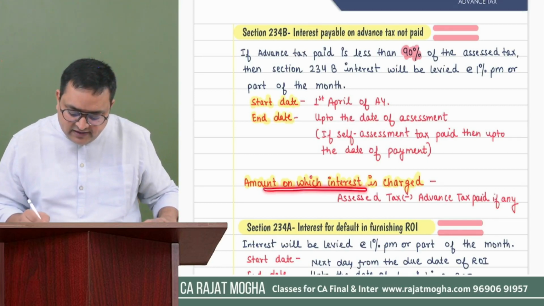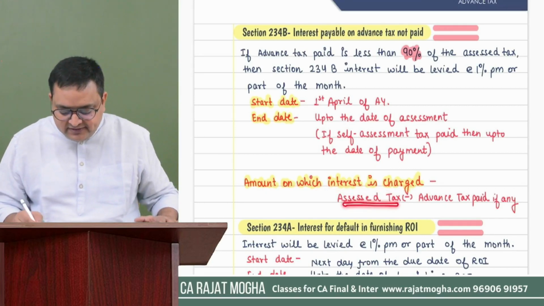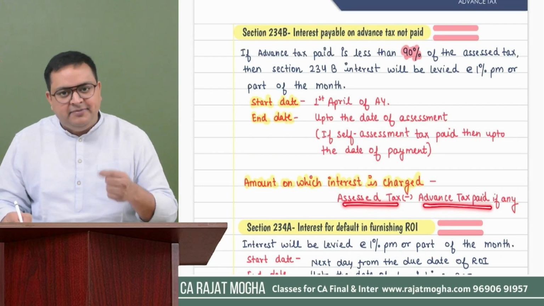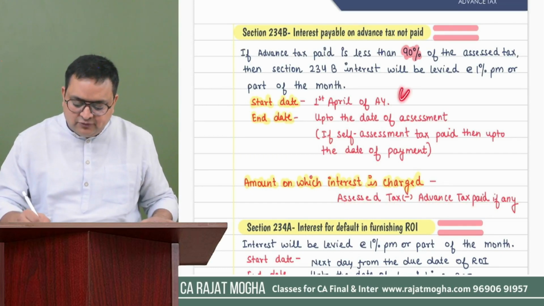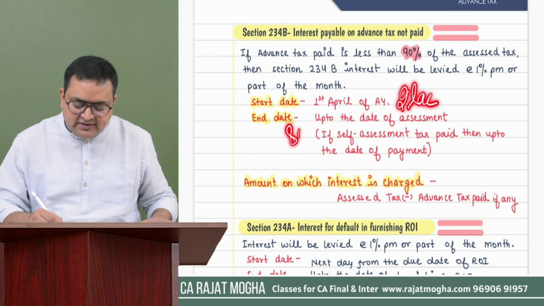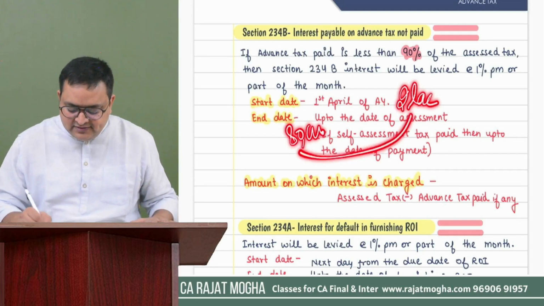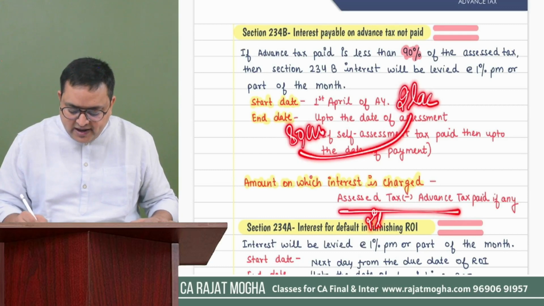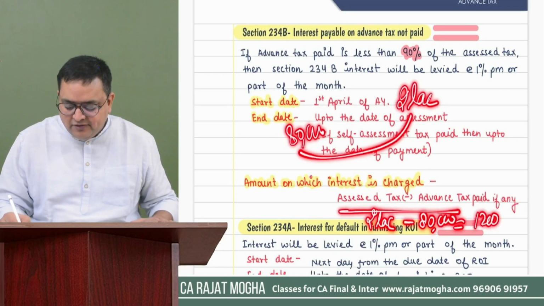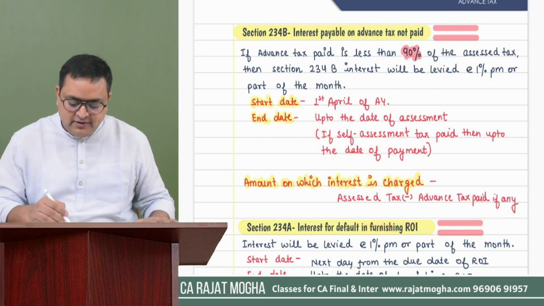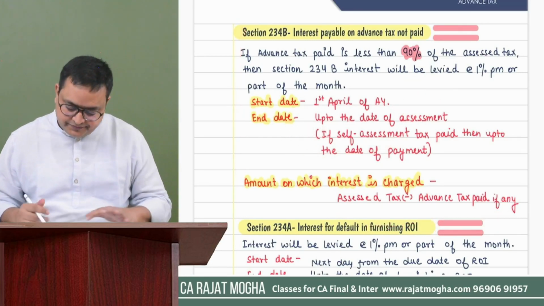So the amount on which interest is charged, you understand, is your assessed tax minus your advance tax paid, if any. Let's say your assessed tax was 2 lakh rupees, but you have paid just 80,000 rupees, which is less than 90%. So whatever is the difference is the amount. Your assessed tax was 2 lakh, but you have paid 80,000 rupees, so the government wants interest on 1,20,000 rupees. Got it? So this is 234B.